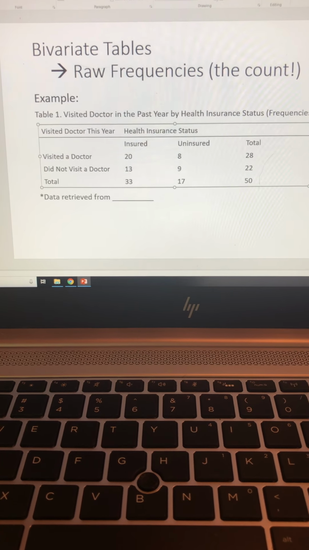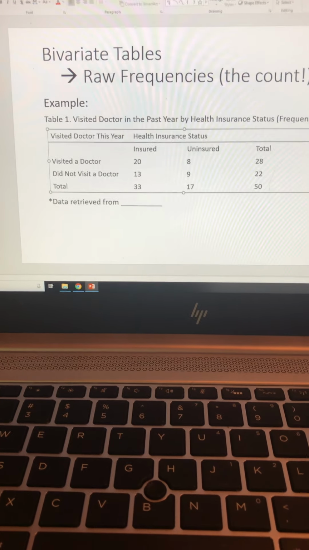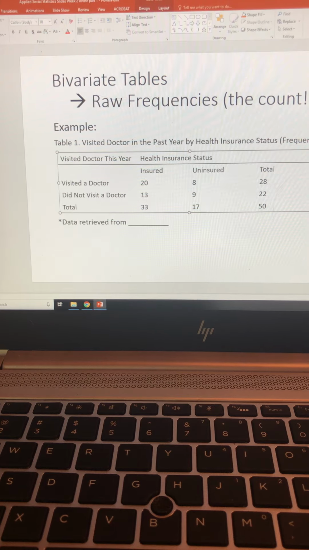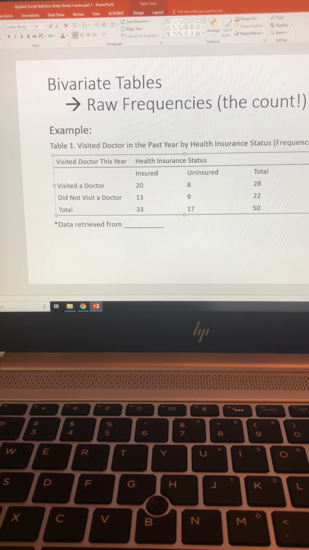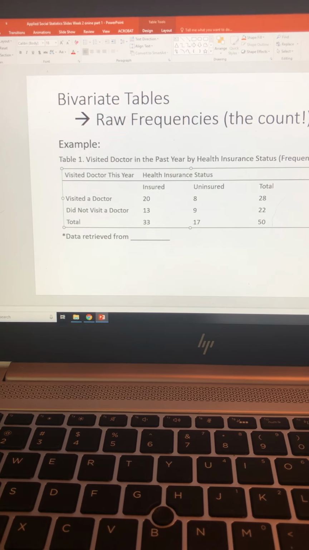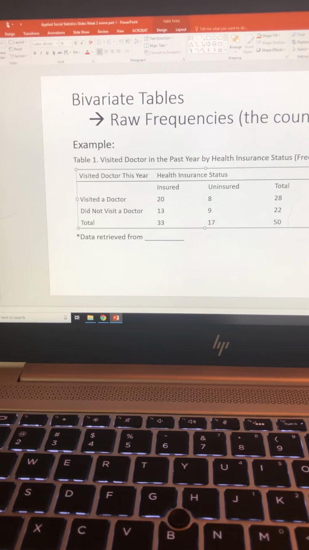Again, I think this should be pretty straightforward, but if you have any questions, obviously let me know. But let's work out this example, because what I will often give you is a table with just raw frequencies, so the count. But really to compare, well, let's think about this.